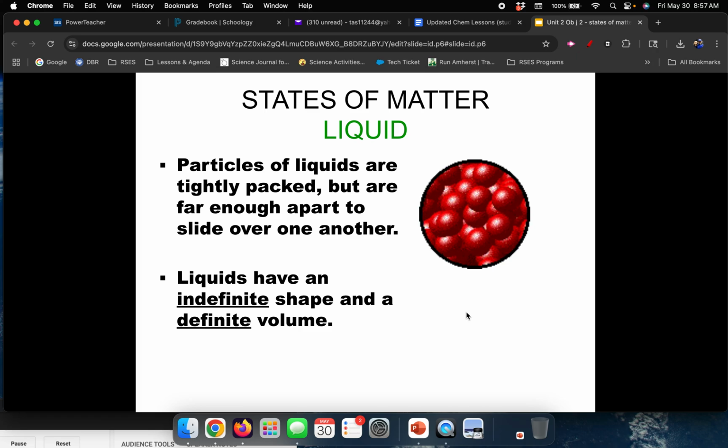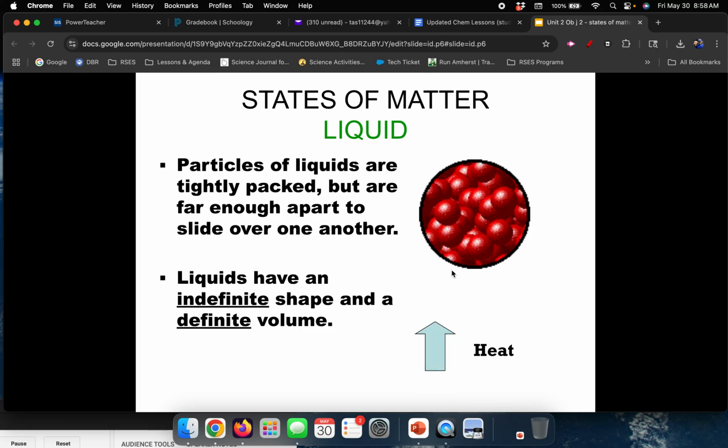Liquids have a definite volume, meaning they take up the same amount of space. In other words, a gallon of water is a gallon, whether it's in a giant swimming pool, it's spilled on the floor, or it's in a gallon container. It's still the same amount, the same volume. It does not have a definite shape. If I asked you what the shape of water was, you couldn't tell me because it doesn't have a shape. So solid was definite volume and definite shape. Liquid was definite volume but not definite shape.